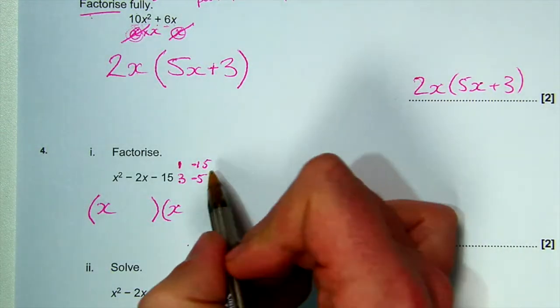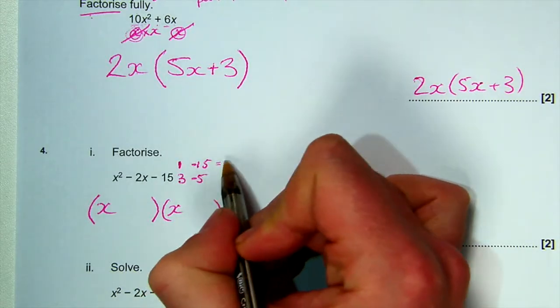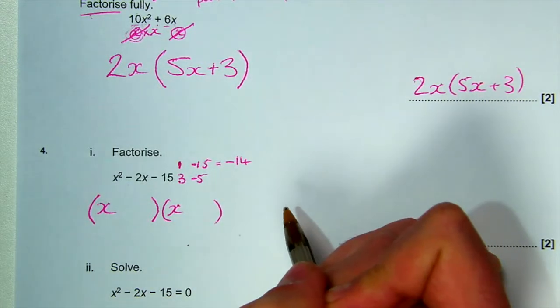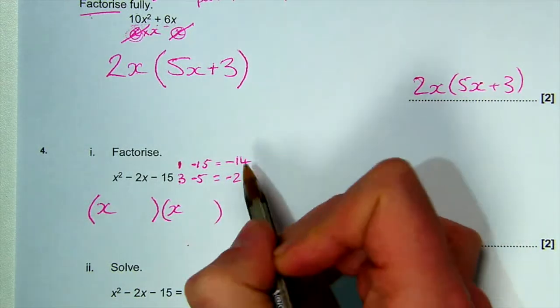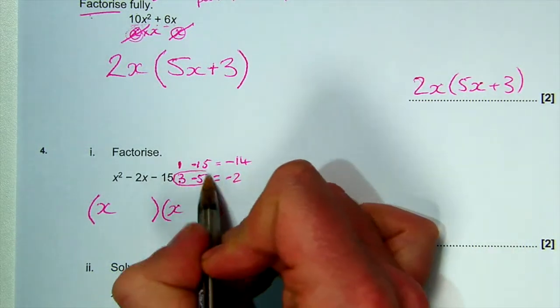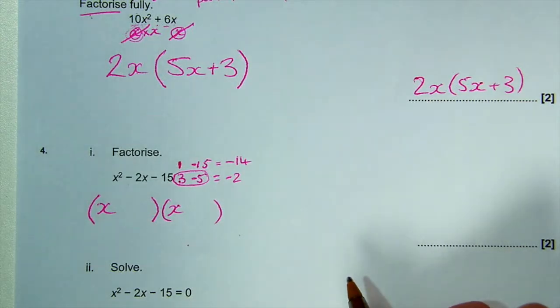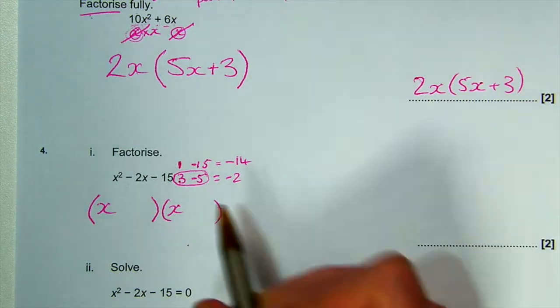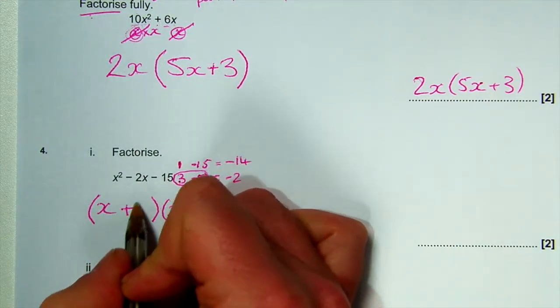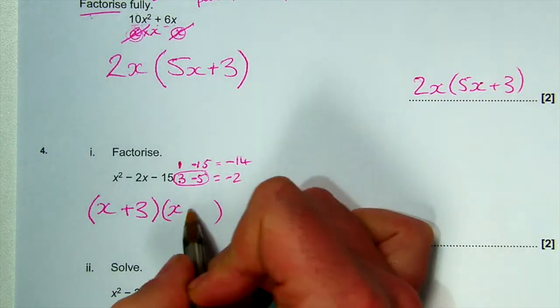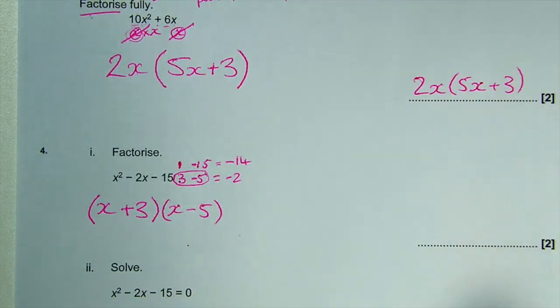Some of you may have spotted it already. 1 take away 15 would give me minus 14. That's no good. 3 take away 5 gives us minus 2. That's the one we're after. So these are the factor pair that I'm after. These are the numbers I'm after. Drop them down into the brackets. X plus 3 because it was the positive on the 3, and minus 5 in the second bracket.